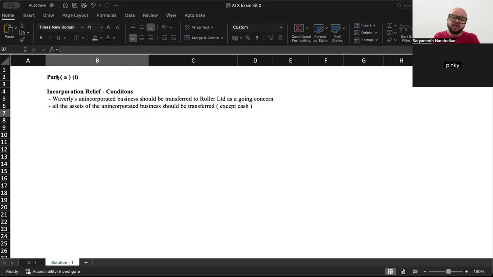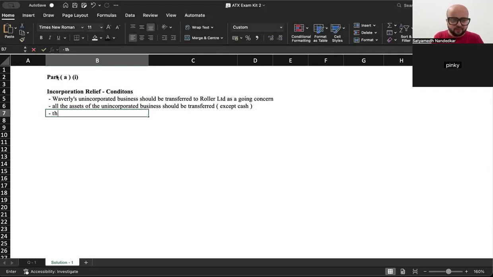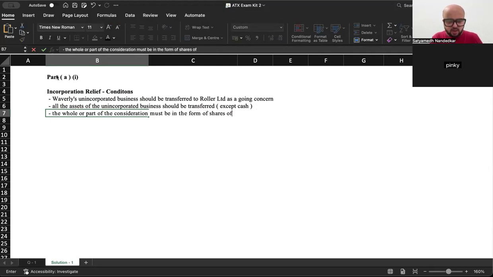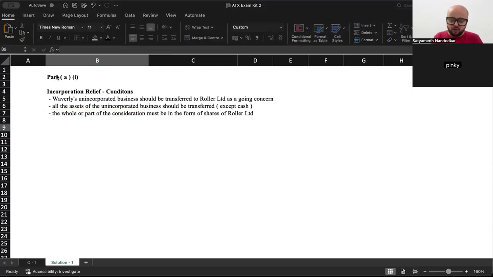And the whole or part of the consideration for transfer must be in the form of issue of shares by Roller Limited to Waverley. The whole or part of the consideration must be in the form of shares of Roller Limited. Okay. If all of these conditions are fulfilled, then you get the incorporation relief.